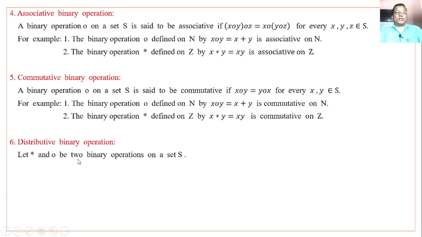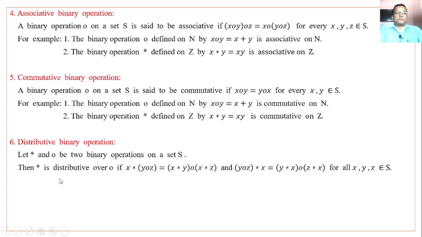Distributive binary operation. Let asterisk and O be two binary operations on the same set S. Then asterisk is distributive over O if X asterisk (Y O Z) equal to (X asterisk Y) O (X asterisk Z), and (Y O Z) asterisk X equal to (Y asterisk X) O (Z asterisk X), for all X, Y, Z belongs to S.